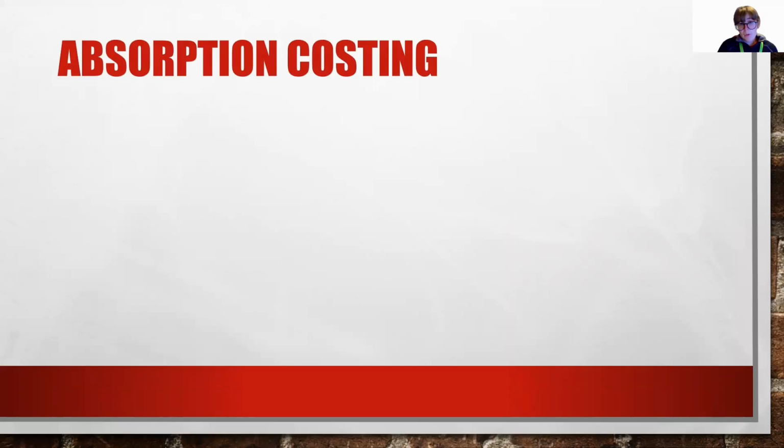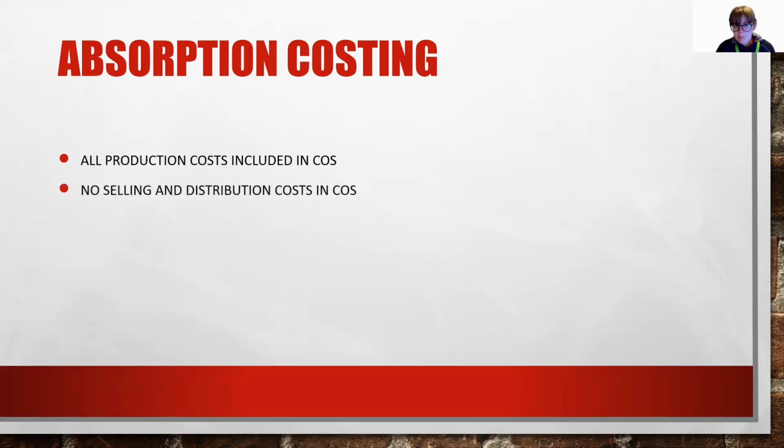Marginal costing is obviously one option. On the other hand, we've got absorption costing, which is a more traditional approach if we're being honest. So with this, all production costs are going to be included in your cost of sales, whether they are fixed or variable. But be careful, because any selling and distribution costs are not going to be included in that cost of sales figure. So all production costs and only production costs are going to be absorbed.